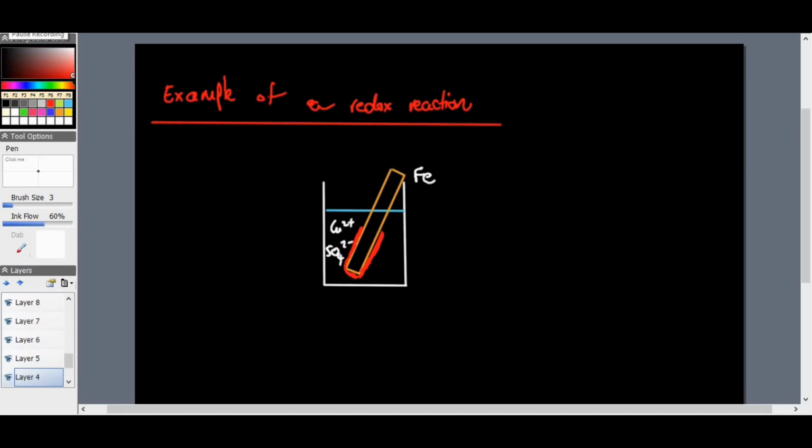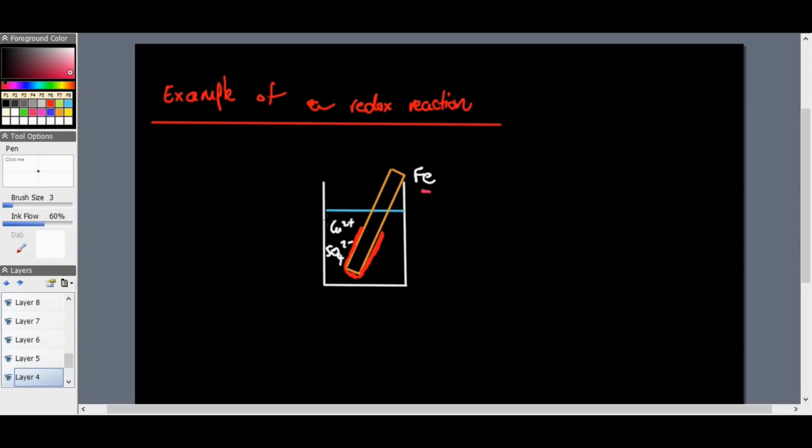So what we have here is a little graphical example of an actual redox reaction. Judging by Fe here, you'll know that it's iron, so this is an iron rod, and it's placed in a copper sulfate solution, CuSO4. I've just drawn the ions in it.